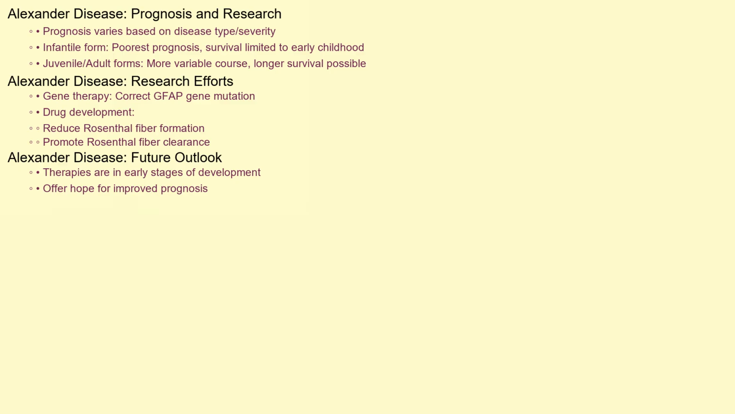Recent research efforts are focused on developing new therapies for Alexander disease, including gene therapy approaches aimed at correcting the GFAP gene mutation. Other research focuses on developing drugs that can reduce the formation of Rosenthal fibers or promote the clearance of these aggregates from the brain. While these therapies are still in the early stages of development, they offer hope for improving the prognosis for individuals with Alexander disease in the future.